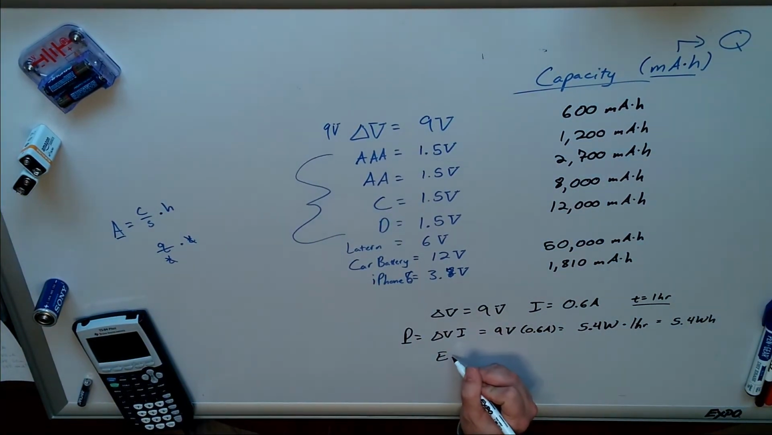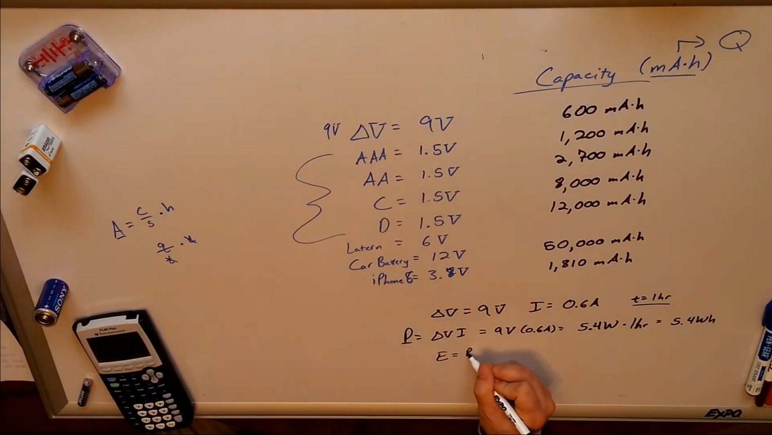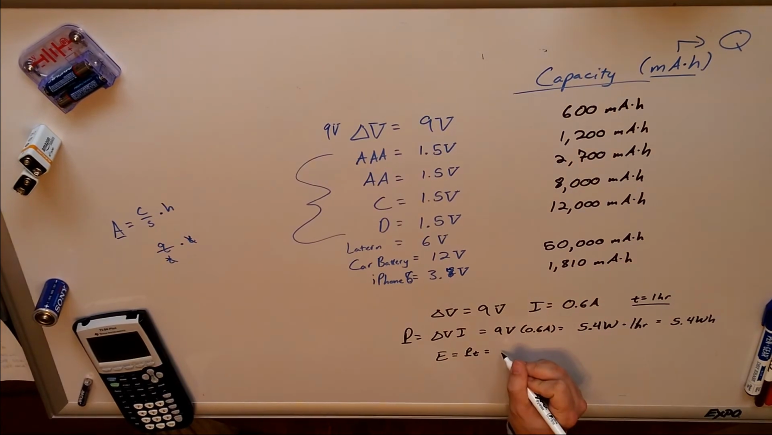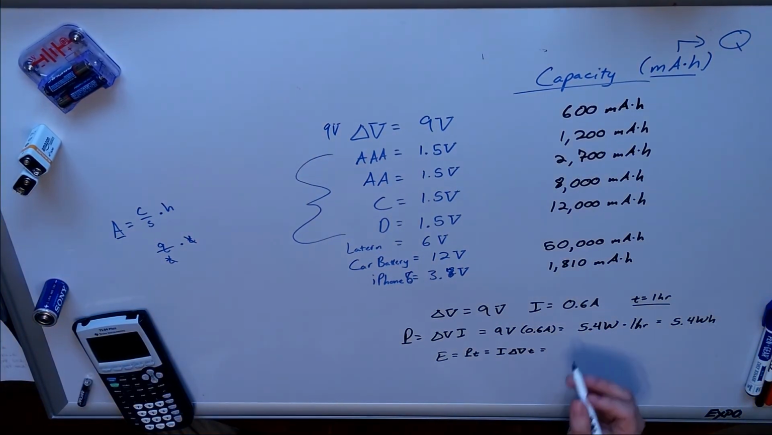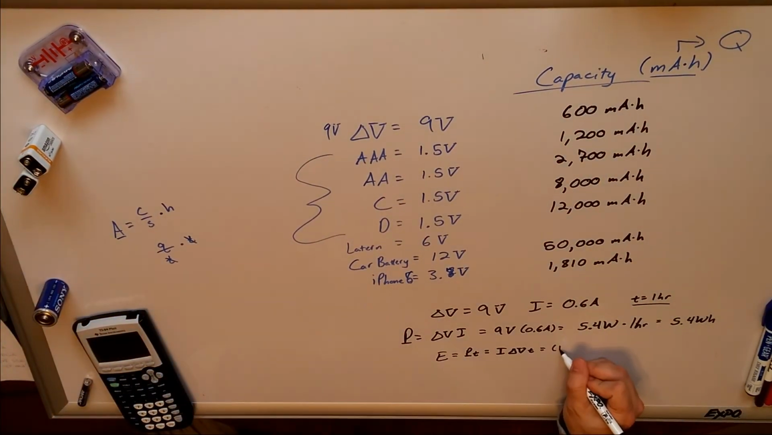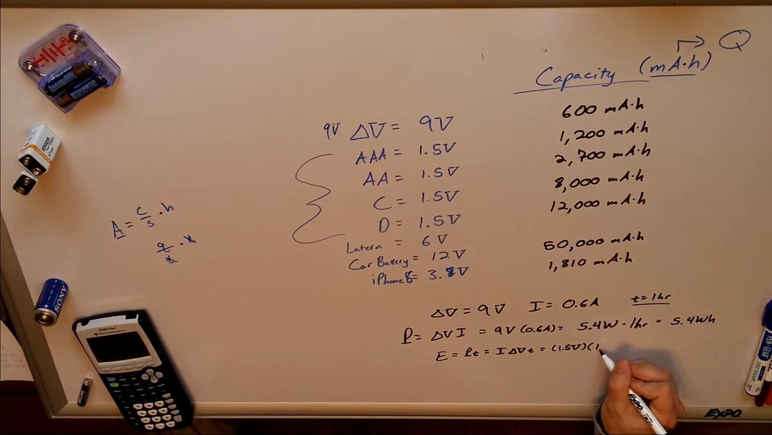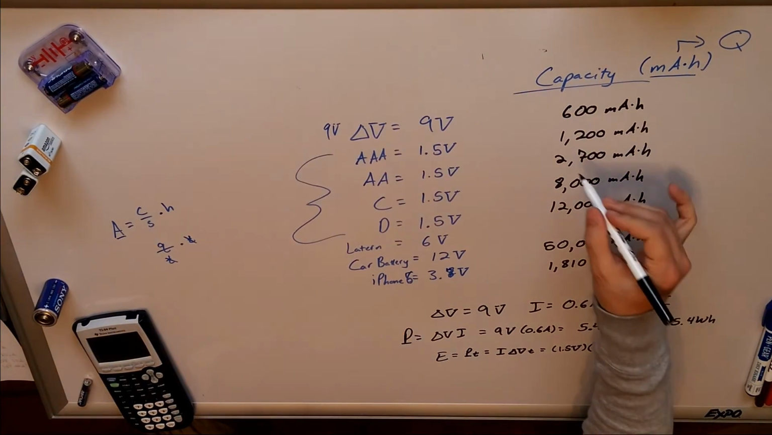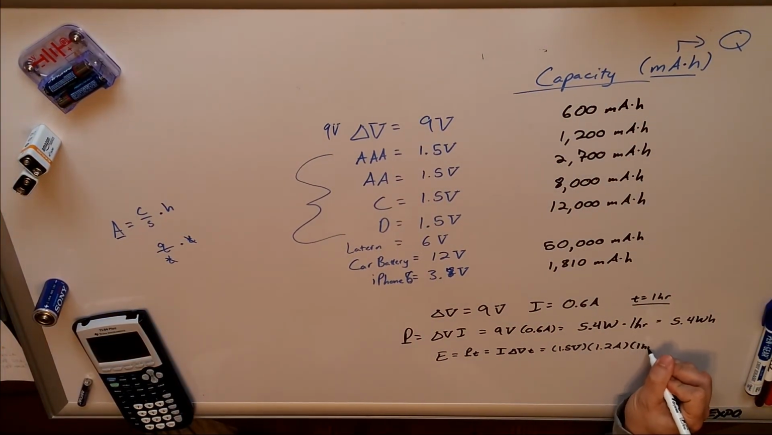So for instance, the total energy in that battery is going to be equal to our power times our time, which is going to be our current times delta V times the time that we can run it for. Well, delta V for a AAA was 1.5 volts, and then we said that the current for this one, if we run it at 1.2 amps, which is 1,200 milliamps, then it will run for 1 hour.